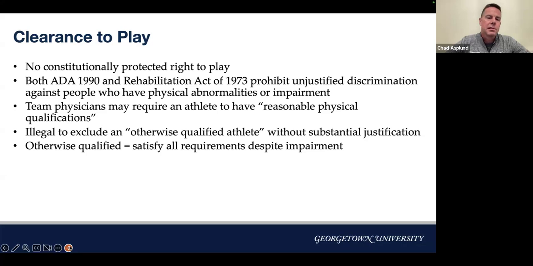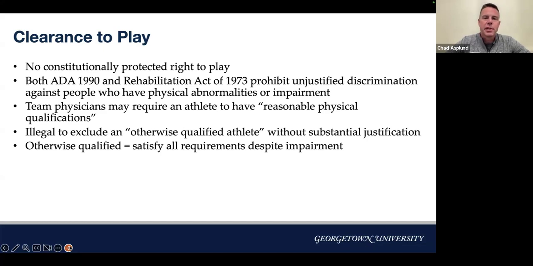But it is illegal to exclude an otherwise qualified athlete without substantial justification. Otherwise qualified means that they could satisfy all the requirements despite impairment. And so you might think of somebody who either had an amputation of an arm, or was congenitally born with only one functional arm. Because they have a disability, that doesn't mean that they can't play certain sports.